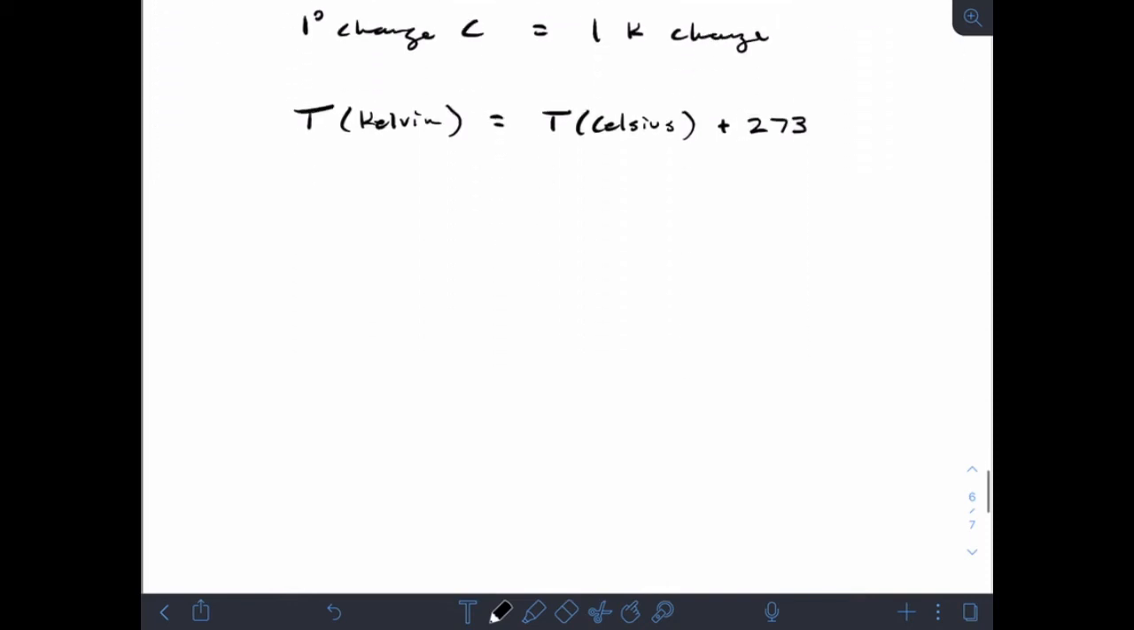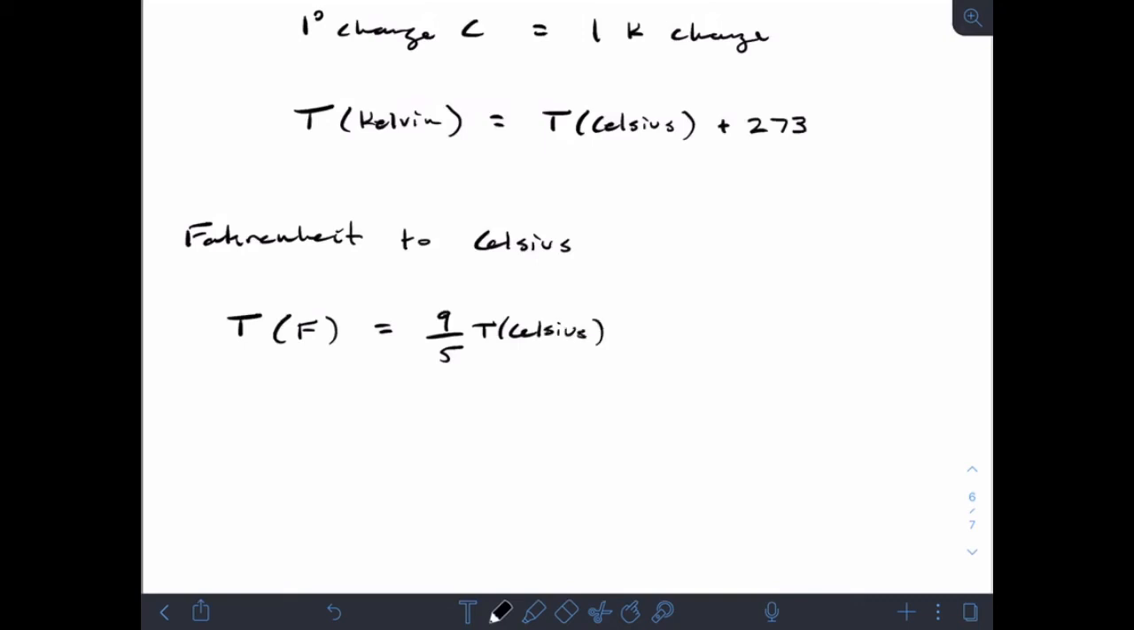Unfortunately, our conversion from Fahrenheit to Celsius and vice versa is not quite so simple. Okay, so from, I always mess up the spelling of this word, Fahrenheit to Celsius. All right, our equation looks like this. So temperature in Fahrenheit, I'm not going to spell it out every time, is 9/5 the temperature in Celsius plus 32.